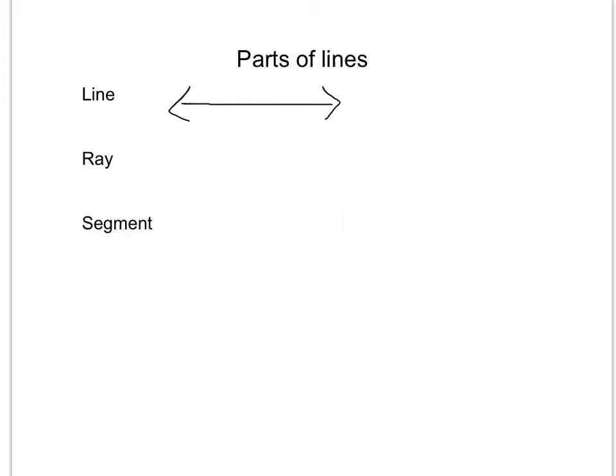But the key part of a line is that it goes forever in this direction and forever in this direction. Now let's say they gave us two points on this line, point A and point B. If you were asked to name the line, since it goes forever in both directions, it doesn't matter if I start at A or at B. I'm going to cover this whole line no matter what point I start at. So when I name a line, the important thing is that I put the line symbol above it, and this could be line AB, or it could be line BA.